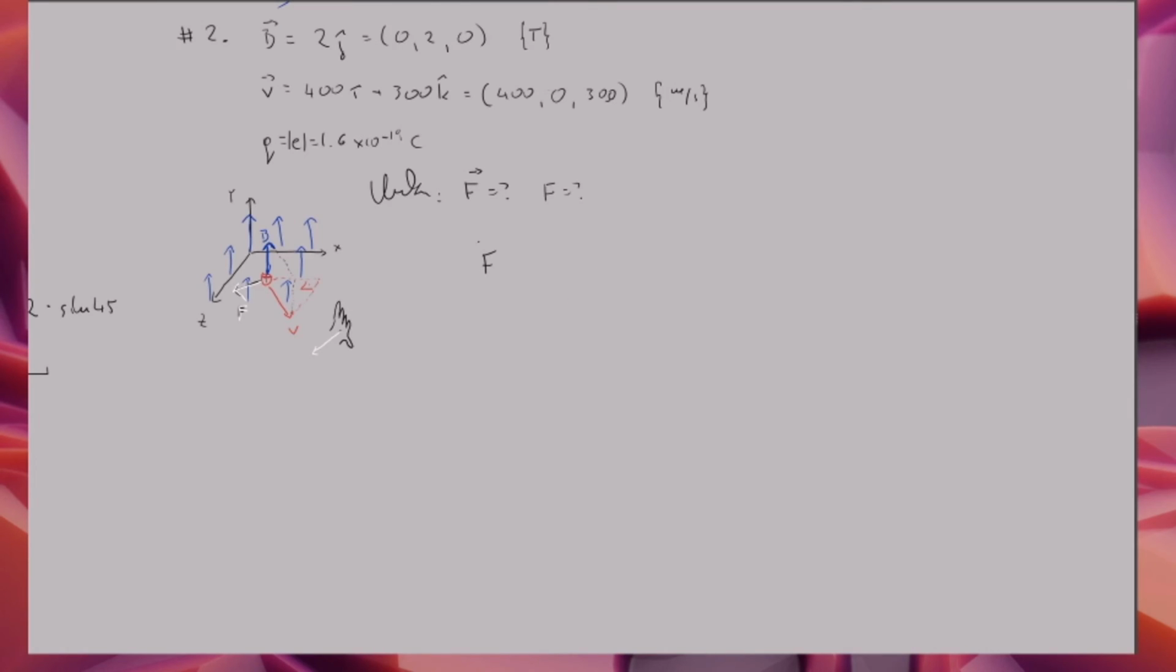So the equation is F equals q times v cross B. To figure this out, I need to first find the cross product v cross B. And so what I'll have here is i hat, j hat, k hat. The velocity vector is 400, 0, and 300, and then the magnetic field vector is 0, 2, 0. When you're done with the cross product, you're going to get the following. i hat times, the rest goes away, so it's minus 600.